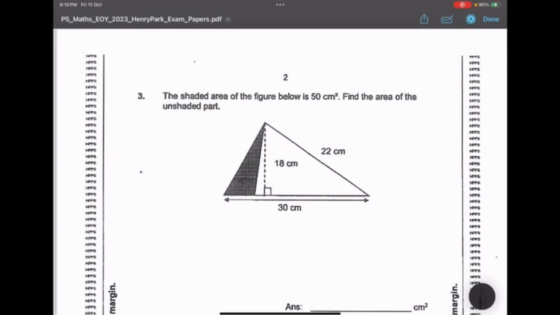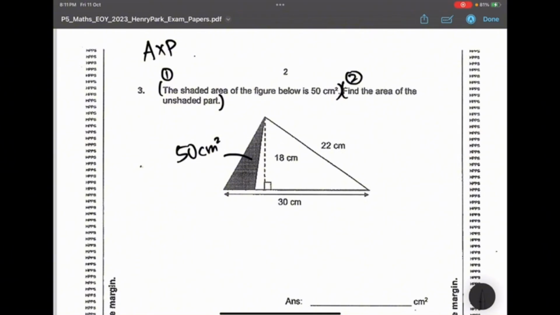Now let's look at question 3. Immediately I know that this is an area and perimeter question. Alright, let's read the question together. It says the shaded area of the figure below is 50 cm square. I know that this is 50 cm square. Now this is sentence number 1. Now let's look at sentence number 2. It says find the area of the unshaded part.